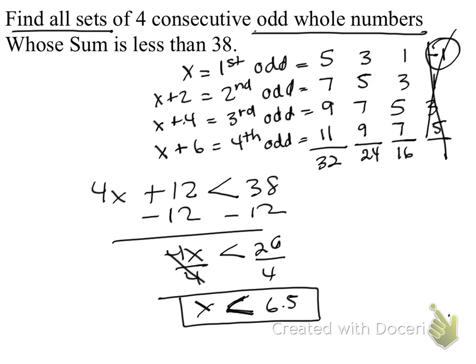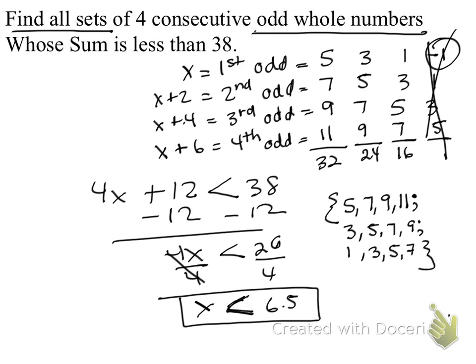Now here's how I'd write it. I'd put it into the braces, and I do 5, 7, 9, and 11. And then I do a semicolon. And then I'm going to do 3, 5, 7, and 9. And then I do another semicolon. And then I'm going to do 1, 3, 5, 7. And then I close my brace.